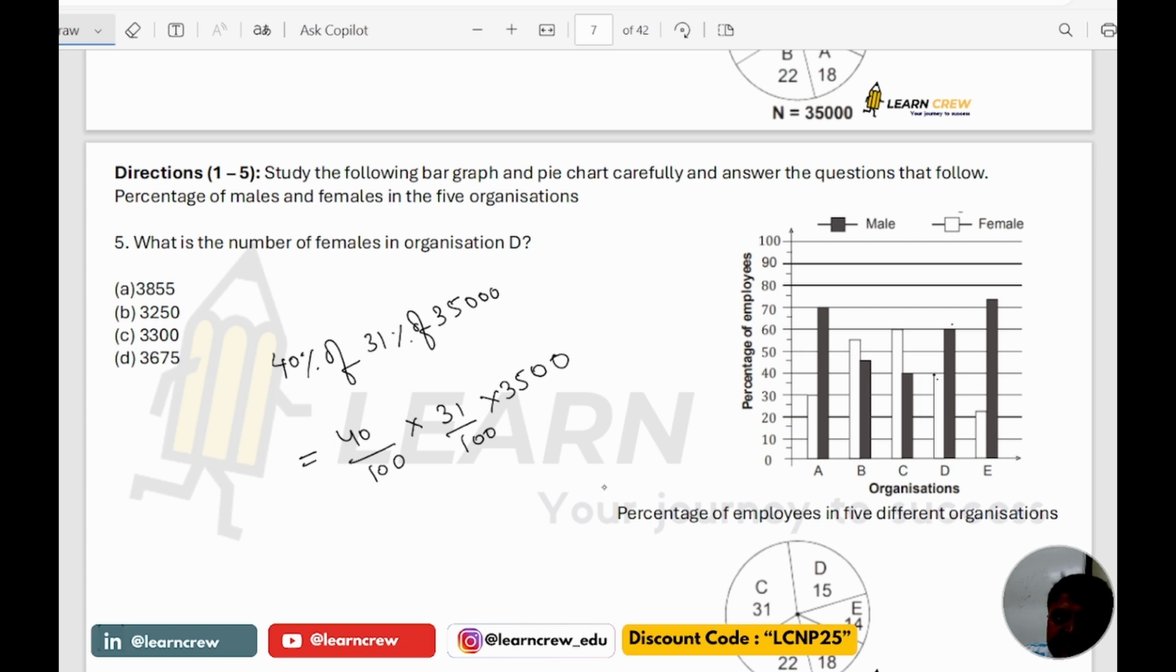What is the number of females of organization D? It is 40% of, it is not 31, it is 15. So 40% of 15% of 35,000. So how much are we going to get now? 3 zeros cancel here, and this zero also cancels. Now 15 fours are 60. 60 into 35 is 2100. 2100 is the answer, which is not there in the options. So option E, none of the above.